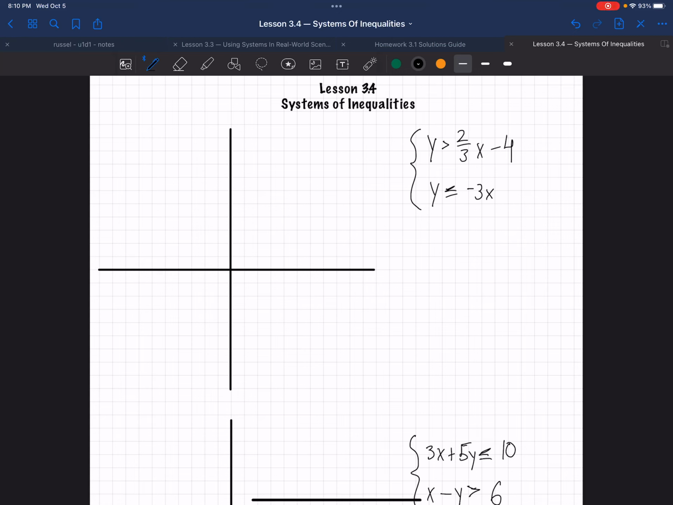All right, hello. Let's wrap this up. We are on lesson 3.4. So we are going to talk about systems of inequalities. This is our last lesson for this unit.